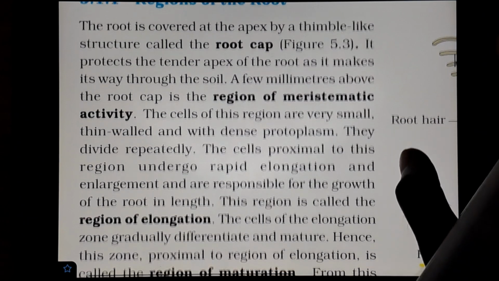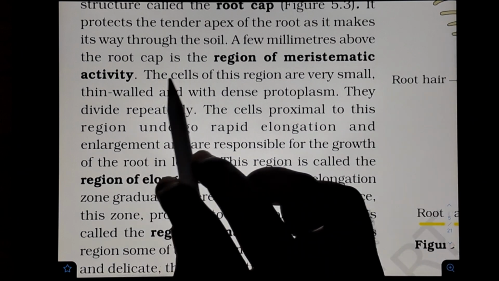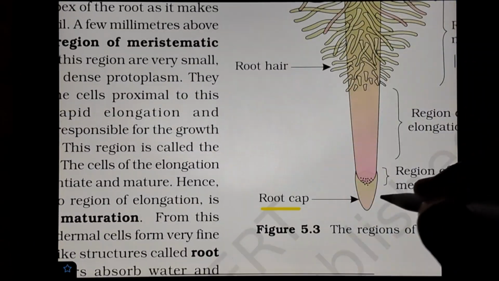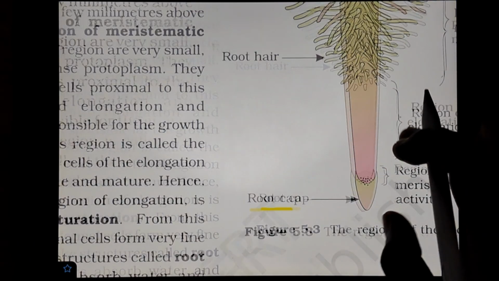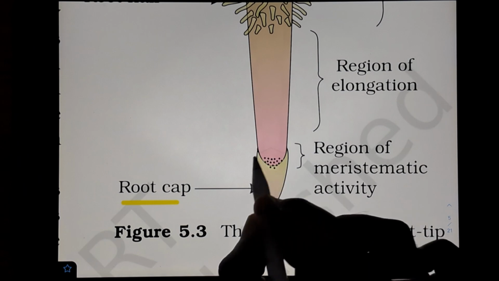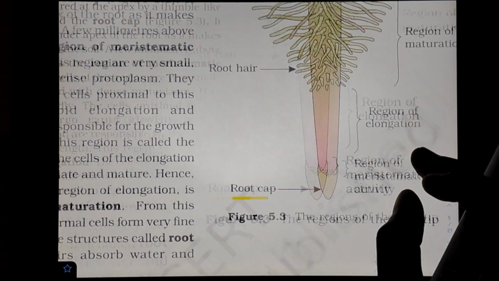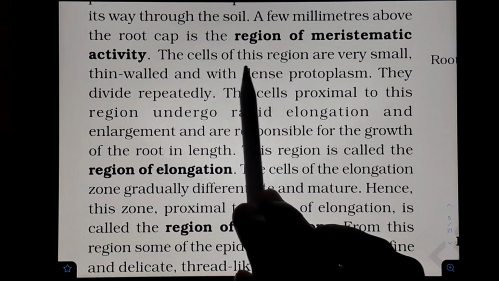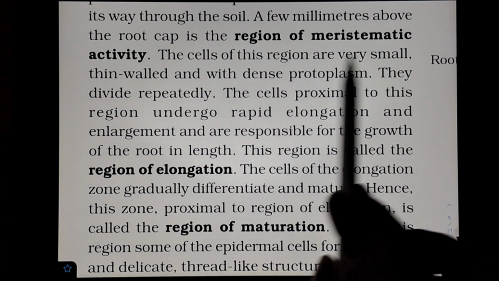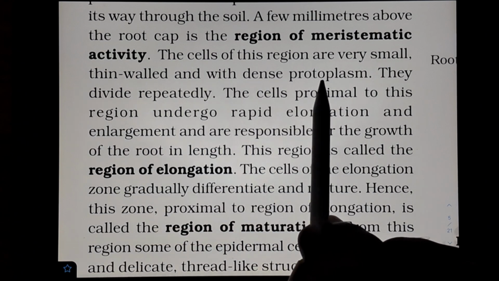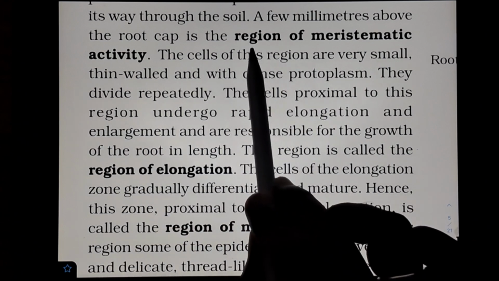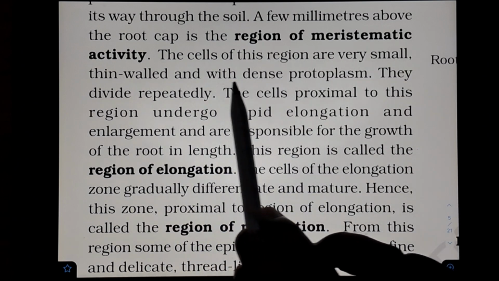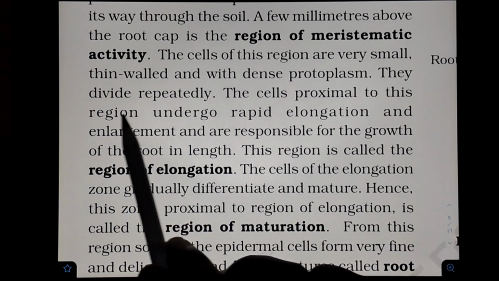A few millimeters above the root cap is the region known as the region of meristematic activity. The cells of this region are very small, thin-walled, and dense in protoplasm. They divide repeatedly.